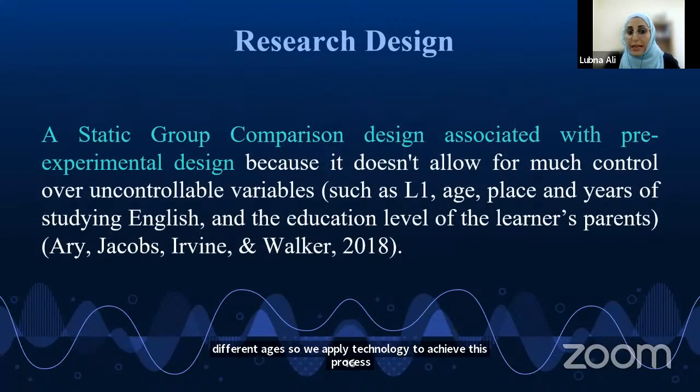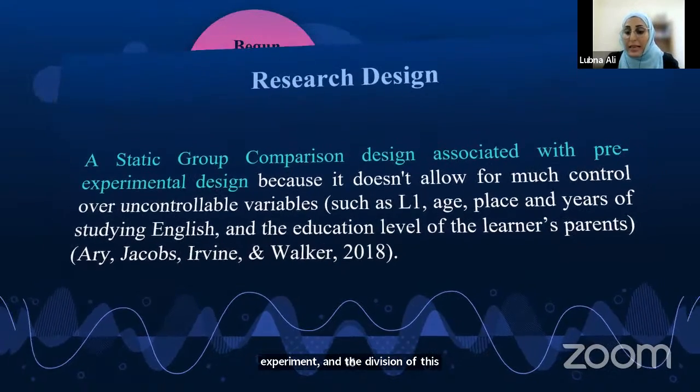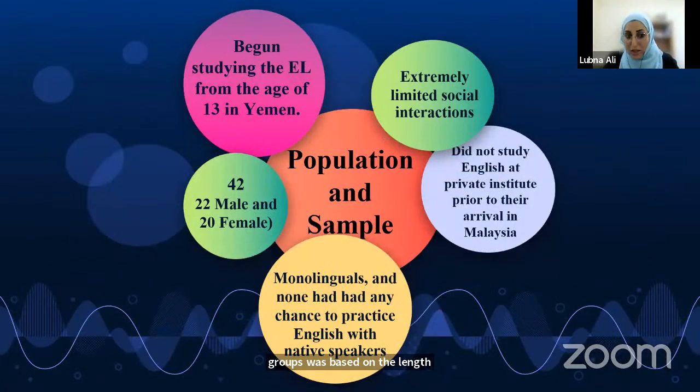The research design was experimental, static group comparison. We had two groups, but no pre-test. It was only a post-test. One of those groups went through the experiment. Another group didn't go through the experiment. And the division of these groups was based on the length of residence in Malaysia.